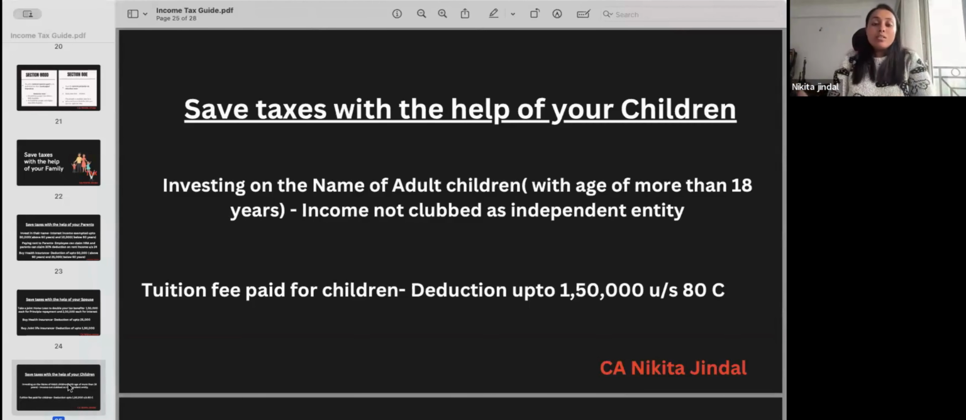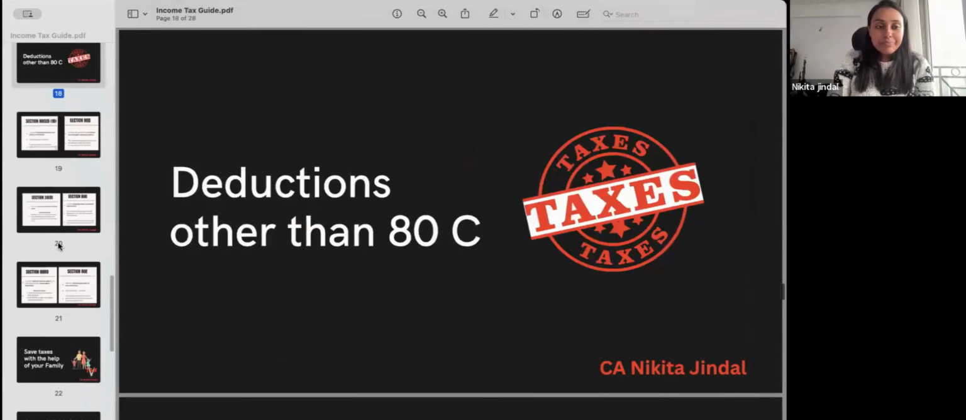Okay. So you can do this, like the concept which we have learned under the parents concept. And number two is tuition fee paid for the children. Whatever tuition fee you are incurring for your children, you can claim a deduction under section 80C up to rupees 1,50,000. Okay. So let's revise it quickly, whatever we have learned.